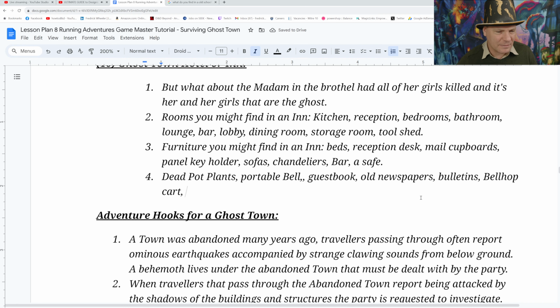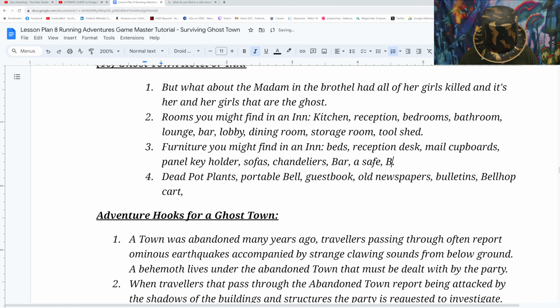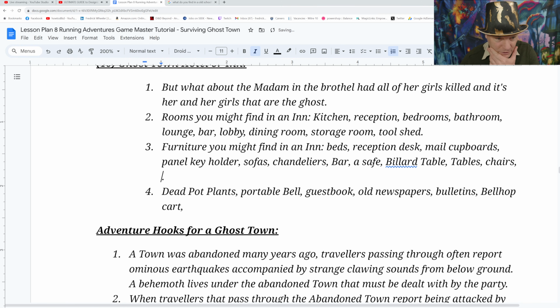Billiard tables. Yeah, I suppose you might have one. In the lounge, there might be a billiard table. Although I do feel like billiards is probably more likely to be found in a tavern or saloon. Really just depends, doesn't it? Billiard table. Tables and chairs. Yes, absolutely. Tables and chairs. Okay.